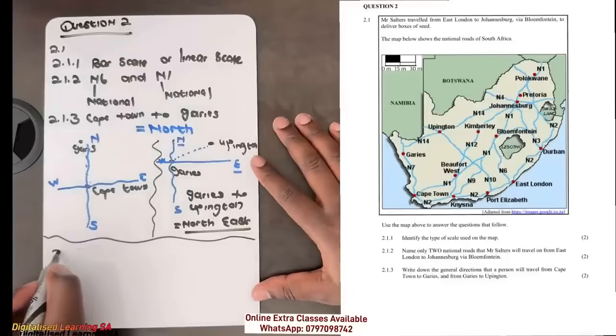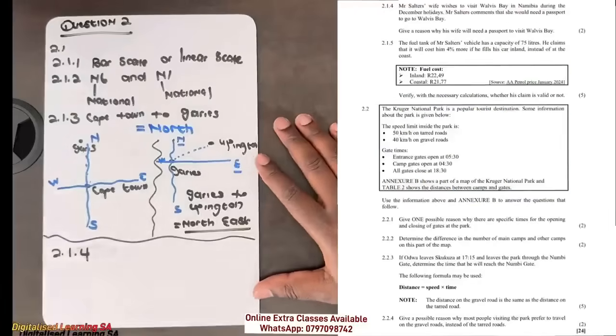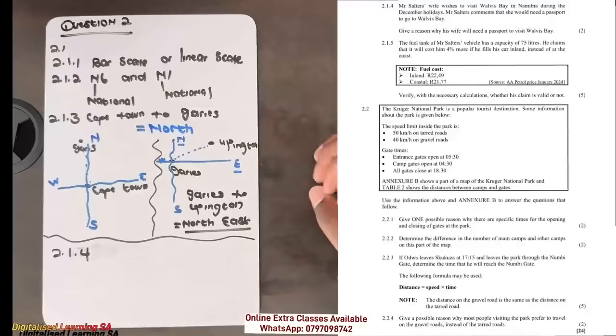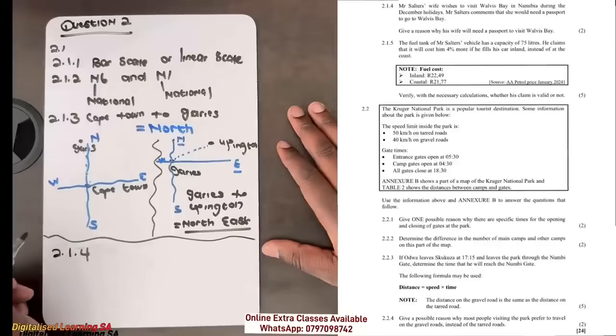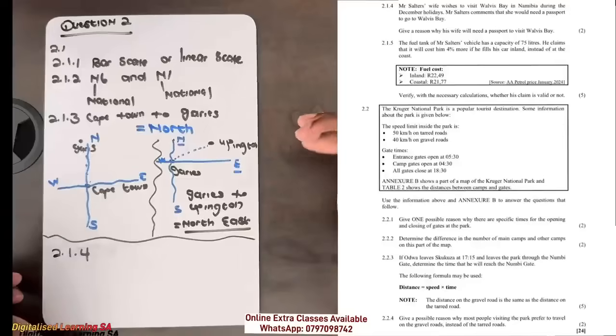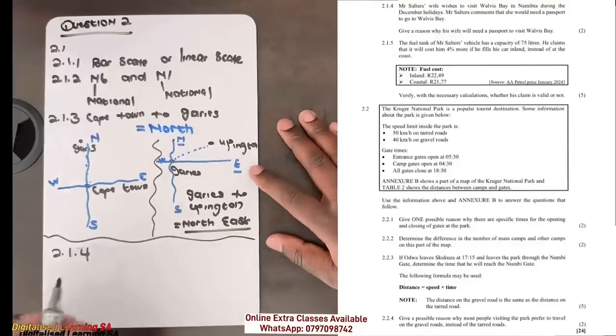In 2.1.4, we are told that Mr. Salter's wife wishes to visit Walvis Bay in Namibia during the December holidays. Mr. Salters comments that she would need a passport to go to Walvis Bay. Give a reason why his wife will need a passport to visit Walvis Bay. The reason is that his wife will be entering another country, and you can't enter another country without a passport. So that's the reason.